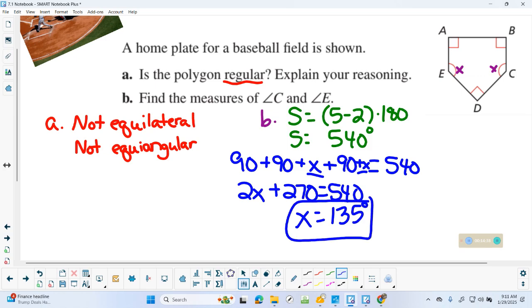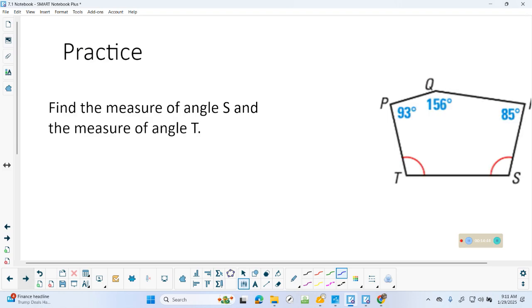All right, any questions on that? Okay, next picture, kind of similar, just a different size. So find the measure of angle S and the measure of angle T. Again, I see these are congruent, the red arc marks, so I'm just going to call them X and X.